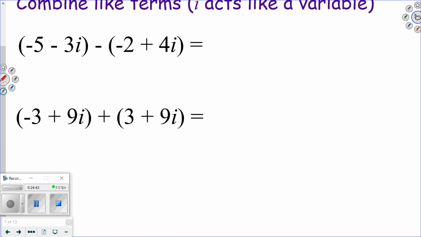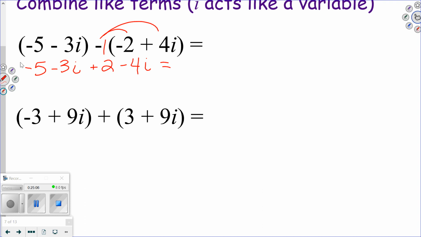All right, so the first one, do I have to distribute anything? Yes. Now, the first one, nothing's going to change. That's still going to stay the same. Here, since it's negative, we have to distribute the negative. So negative 1 times negative 2 makes that positive 2. Negative 1 times 4i is negative 4i.